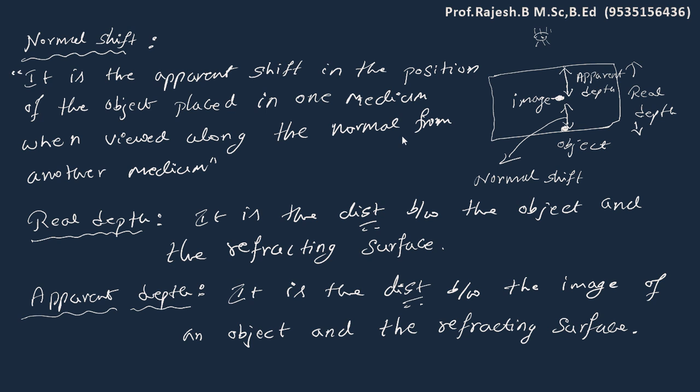So next is normal shift. It is the apparent shift in the position of the object placed in one medium and viewed along the normal from another medium. So this is the apparent shift meaning.